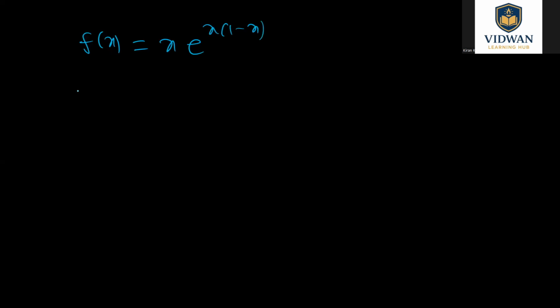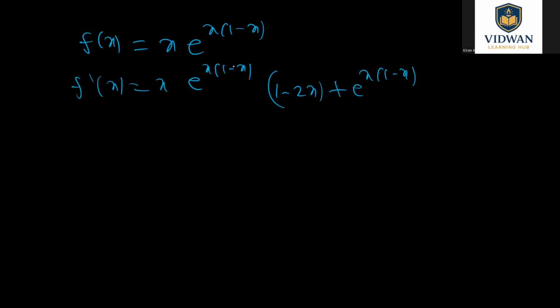To check increasing or decreasing, we'll first find f dash x and draw the wavy curve of f dash x. So apply UV: write x as is, differentiate e power x into 1 minus x into derivative of the power. Power is x minus x square, derivative is 1 minus 2x. Plus now write e term as it is, differentiate x, you'll get 1. So now take e power x into 1 minus x common. Then this x into 1 minus 2x is x minus 2x square.